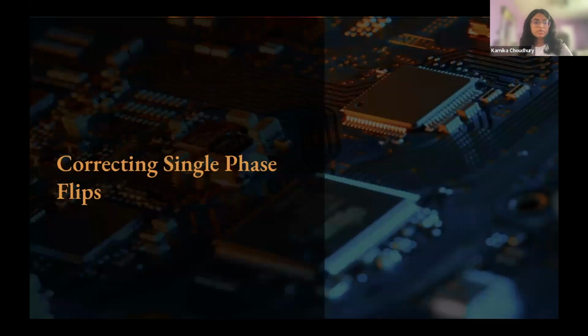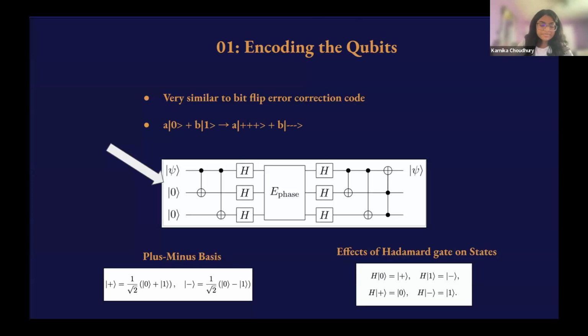This is the second type of error we have, and it's correcting for single phase flips. So this process is actually very similar to bit flips, which I did not know on initial research, but I found it very simple to understand. So what we're going to do is use 2 ancilla qubits, just like earlier, and CNOT gates in order to transfer the original quantum state onto the ancilla qubits. However, the difference here is then we apply these Hadamard gates, and we bring these qubits into superposition.